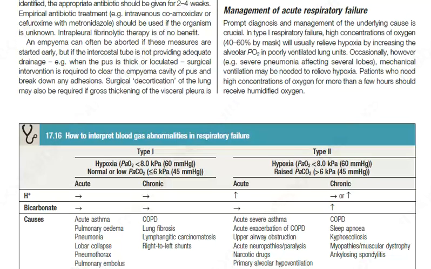Prompt diagnosis and management of the underlying cause is crucial. In type 1 respiratory failure, high concentrations of oxygen, 40 to 60% by mask, will usually relieve hypoxia by increasing the alveolar partial pressure of oxygen in poorly ventilated lung units. Occasionally, however, in severe pneumonia affecting several lobes, mechanical ventilation may be needed to relieve hypoxia. Patients who need high concentrations of oxygen for more than a few hours should receive humidified oxygen.